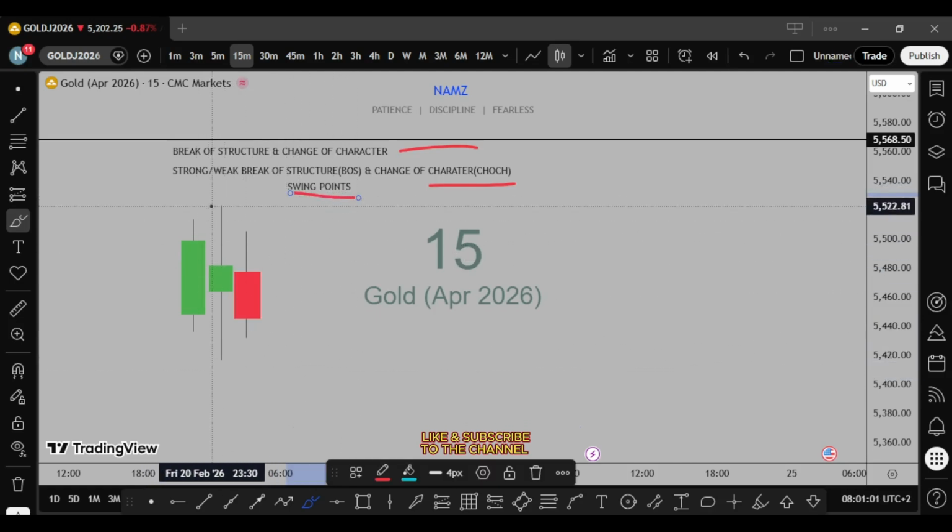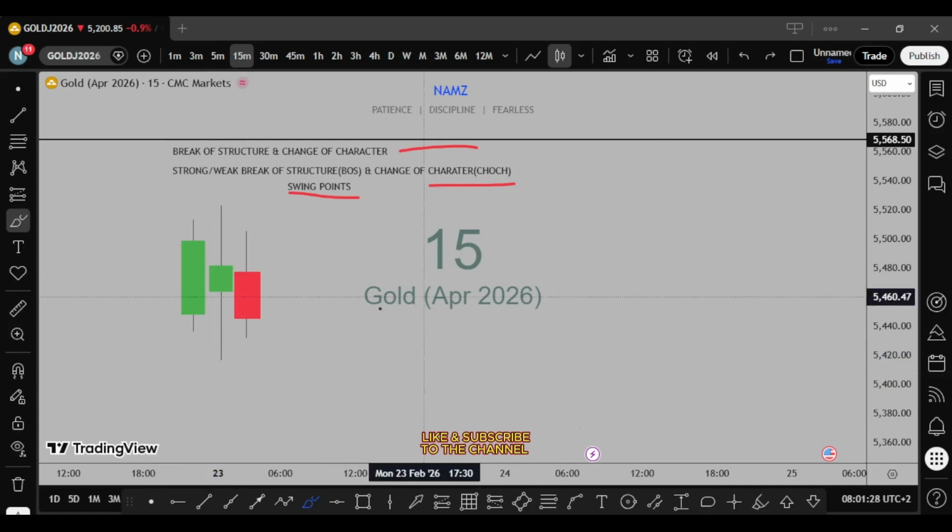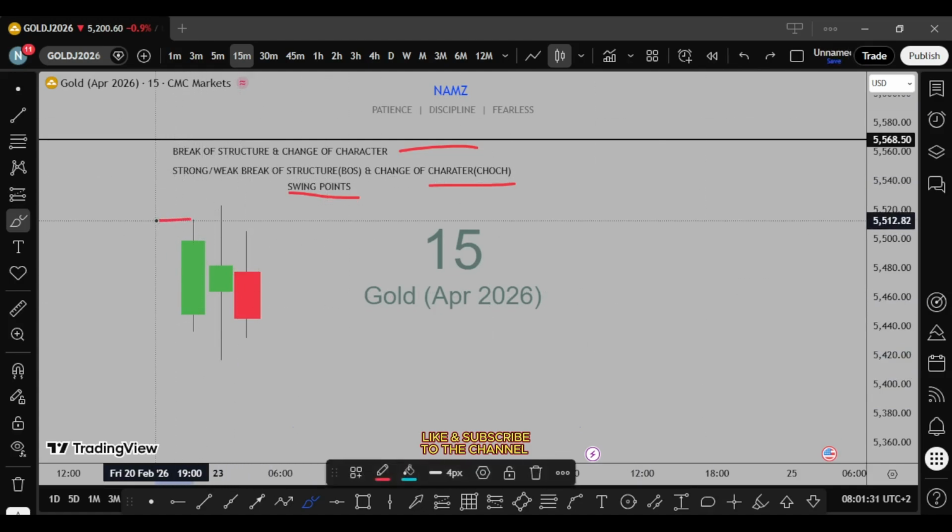So a swing point is the candle whose wick in between is higher than the one to the left and the one to the right. The middle candle is our swing point. We have a low to the left, a low to the right. The middle candle is what we call a swing low. I repeat again, a high to the left, a high to the right. The one in the middle is what we call a swing high. We have another one, a low to the left, a low to the right. The middle one is what we call a swing low.